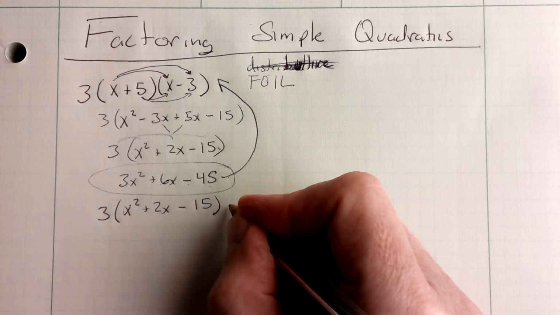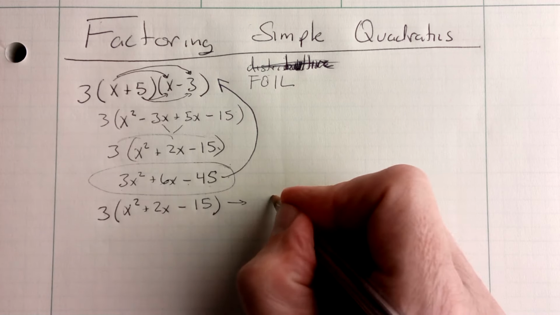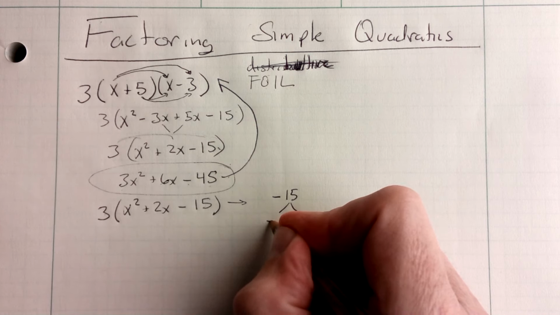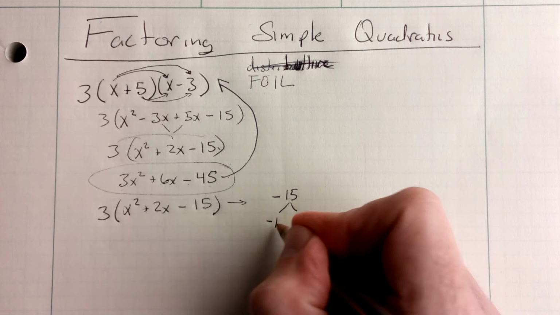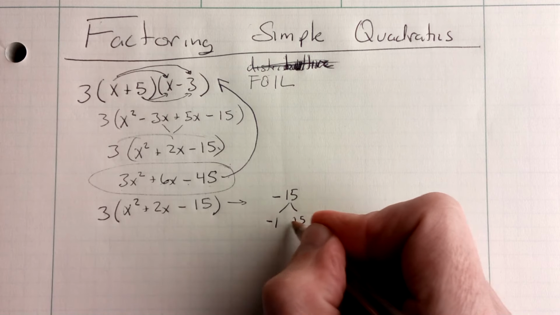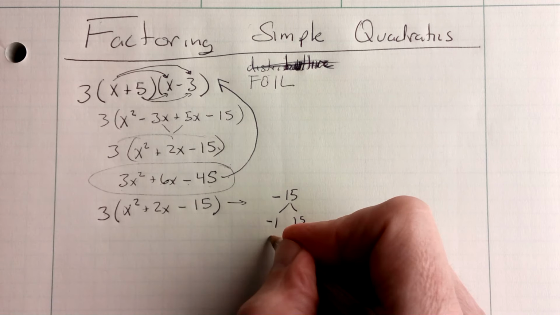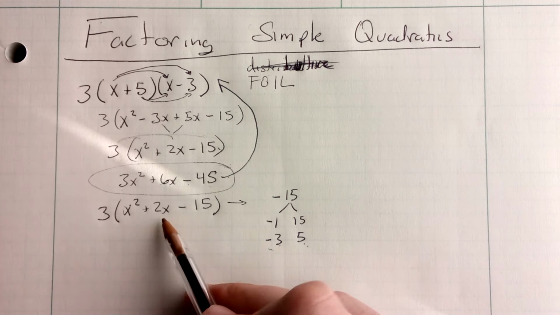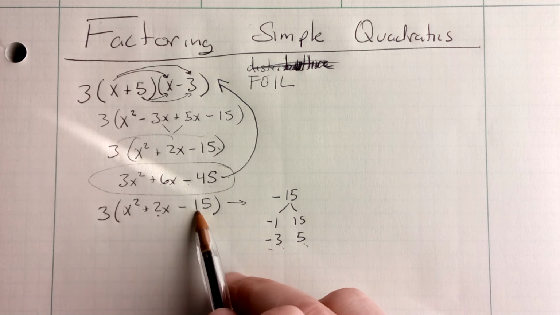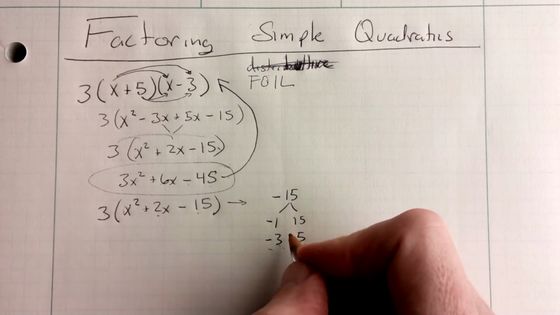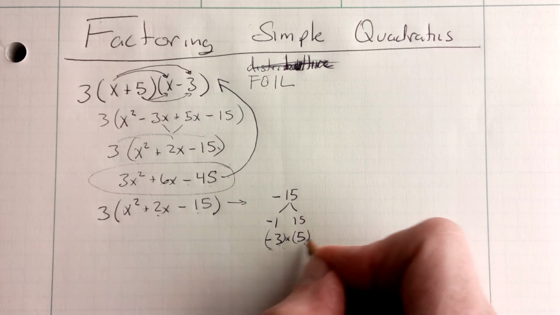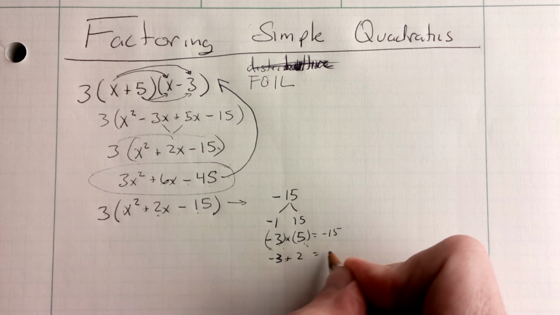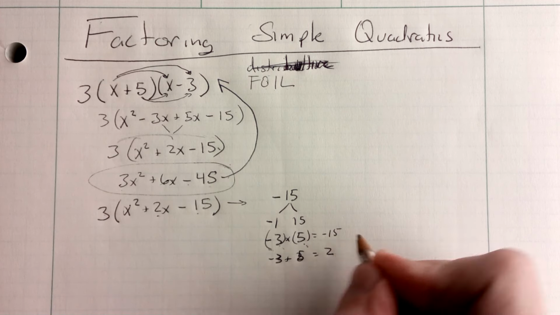So what you do is, off to the side here, I'm just going to take that negative 15 and start looking at its factors. For instance, I know negative 1 times 15 does give me negative 15, but if I add them, I don't get 2. So then I go, okay, let's try negative 3 and 5. If I add those together, I do get a positive 2, and multiplied they give me a negative 15. So again, multiplied together, those give me a negative 15, but negative 3 plus 5 gives me a positive 2, which is the middle term.